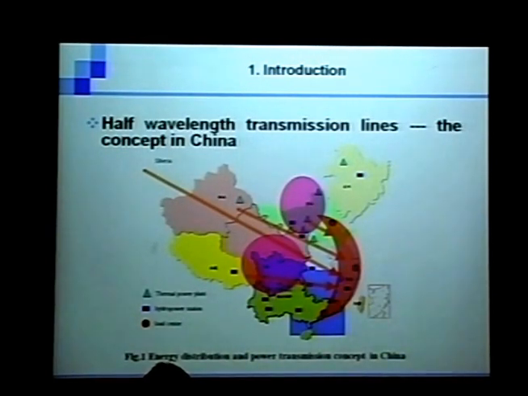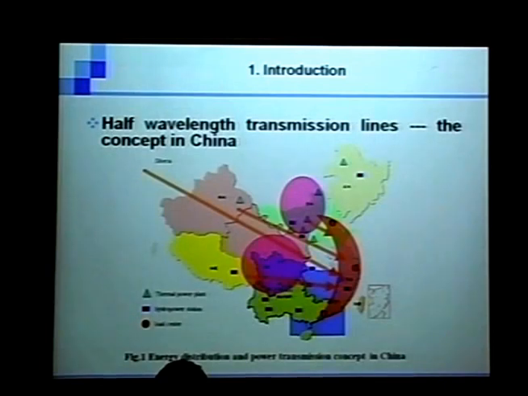Some background with China. The half wavelength transmission lines, the concept in China. As everybody knows, the power sources and the consumption of power in the power sector are unevenly distributed in China. The power sources are normally based in West China, and the consumption is mainly based in East China. Then a long distance is needed for the power transmission. Then comes the requirement for people to consider half wavelength transmission lines.